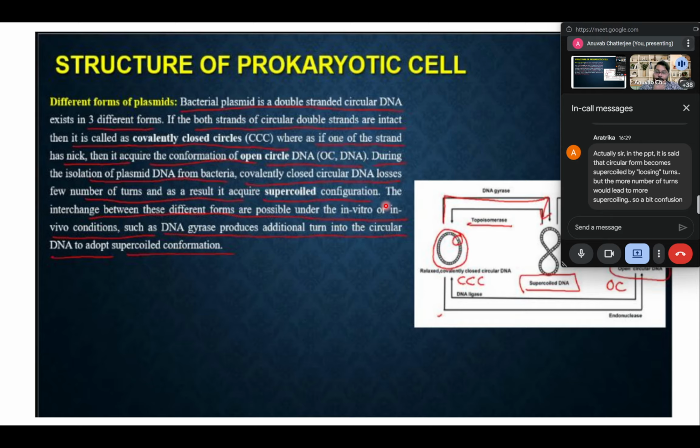So in the PPT itself, the interchange between the different forms is possible under in vitro and in vivo conditions, such as DNA gyrase, which produces additional turns in the circular DNA to adopt a supercoiled formation. So additional turns allow it to form supercoiled. So now there is also this question of which side you are turning.